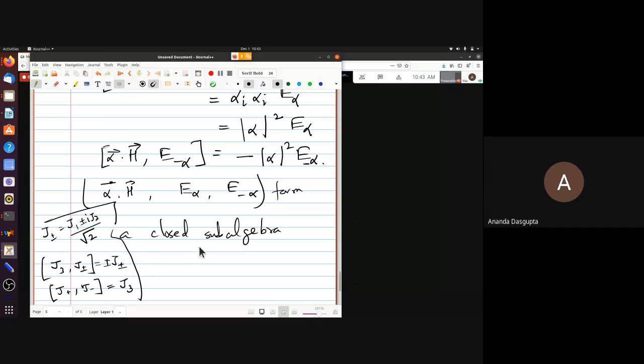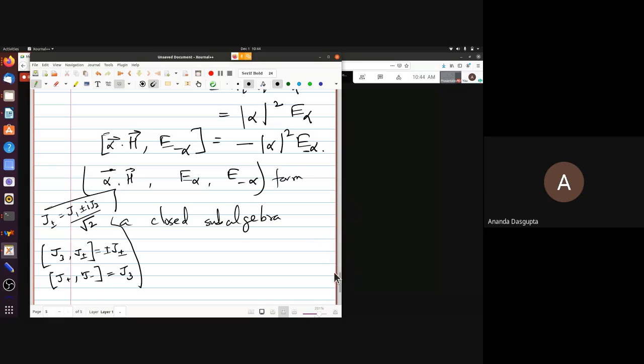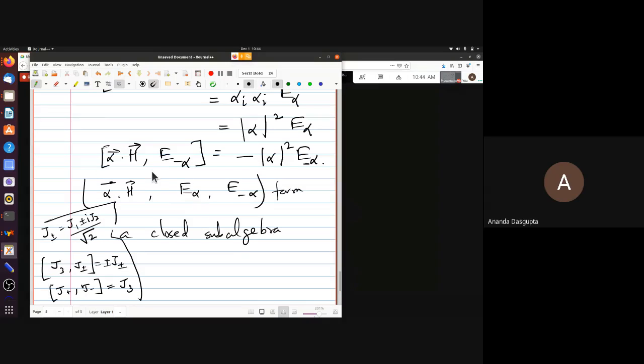But if you go by that and want to make something similar, notice that alpha dot h acting on e minus alpha gives you alpha mod square times e minus alpha, doesn't give minus. So at least this one, which is there even in our standard quantum mechanics commutators, there are plus minus 1. Here you have plus minus alpha mod square. But that's easily taken care of. Instead of alpha dot h, use this.